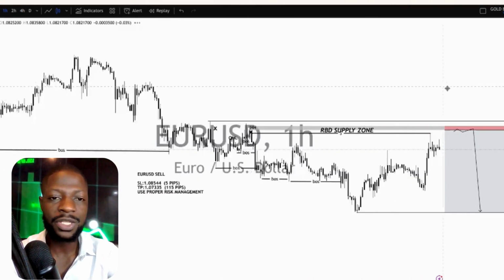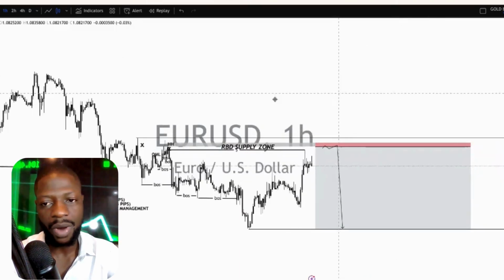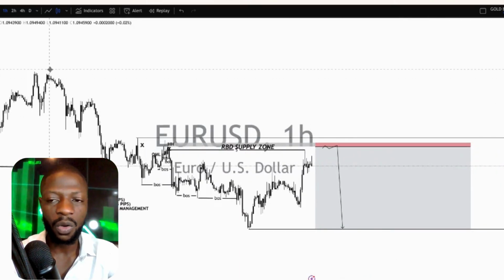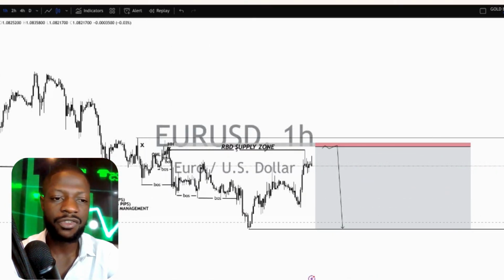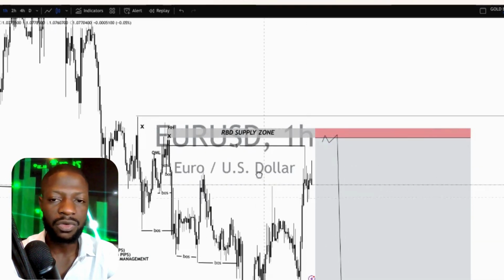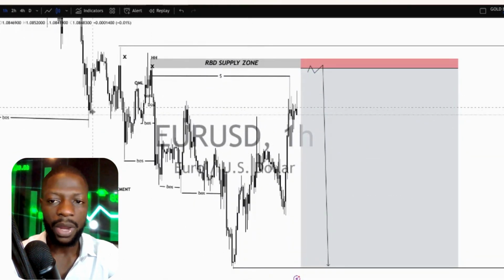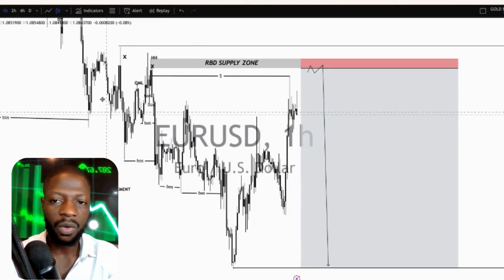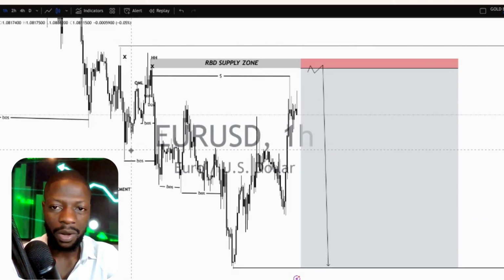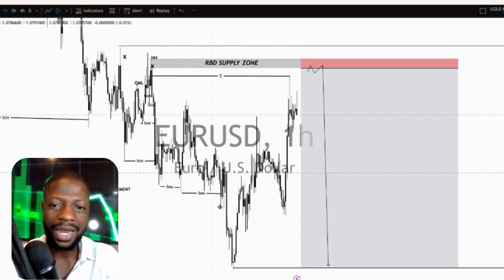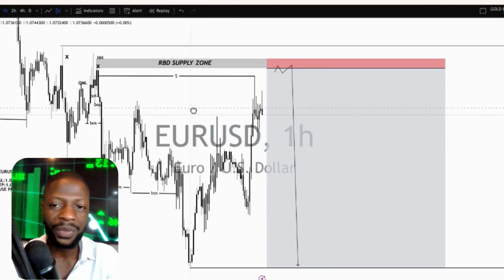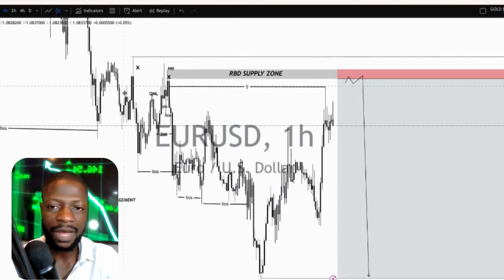So that trend to the downside continued, right? We had a lower low, lower high, lower low, lower high, lower low, lower high, and that trend continued to the downside. We had a lower low, lower high, lower low, lower high, lower low, and then a lower high, then lower low, lower high, lower low. However, something significant happened right here.